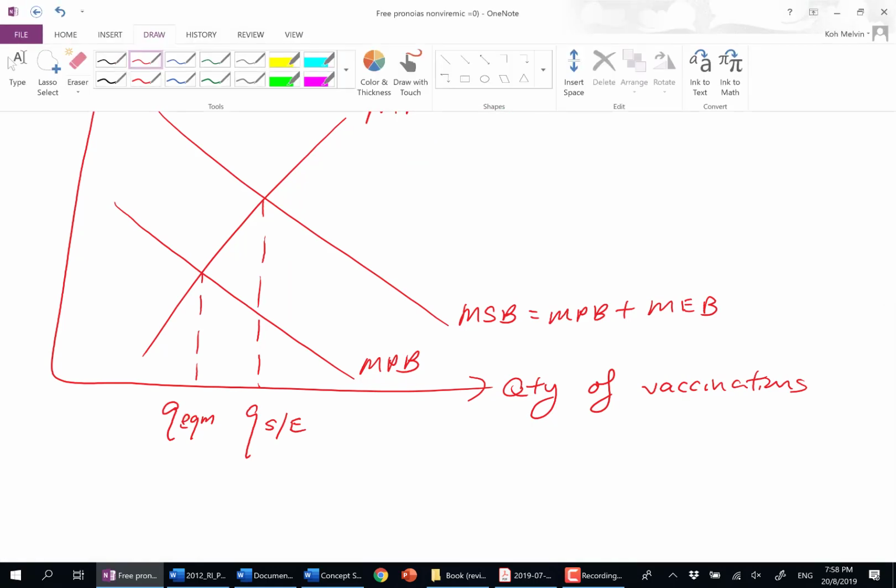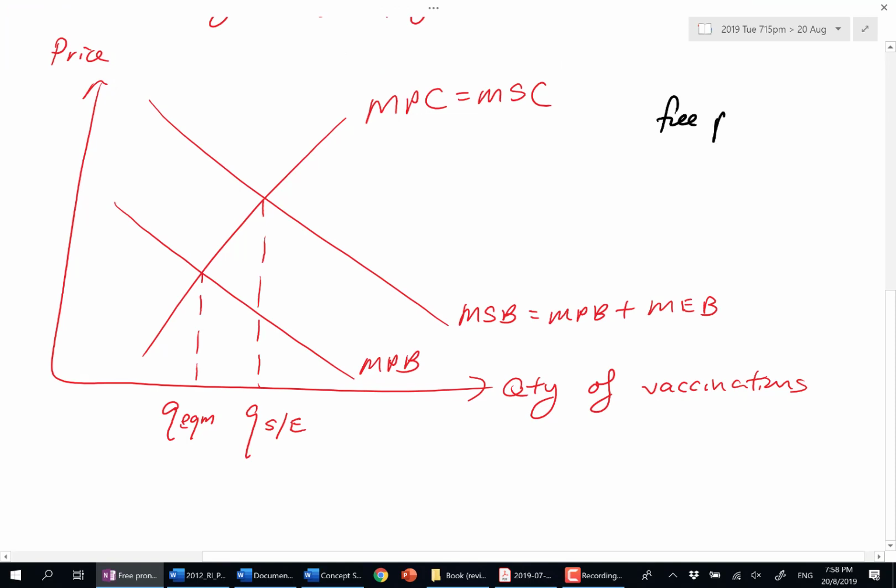If you're trying to show free provision, there are a few things you need to do, okay? Make sure you extend this to the x-axis. So I wanted to show you deliberately that part has been extended. MPB now touches the x-axis. With free provision, MPC is 0.